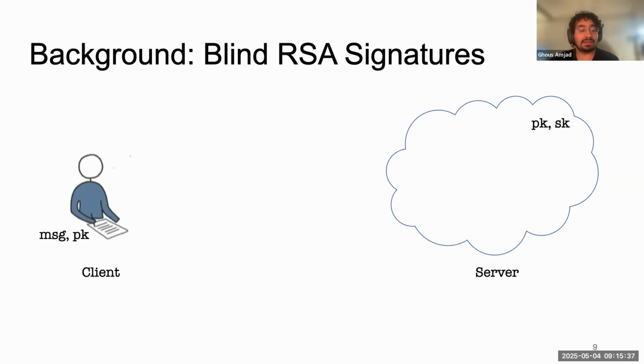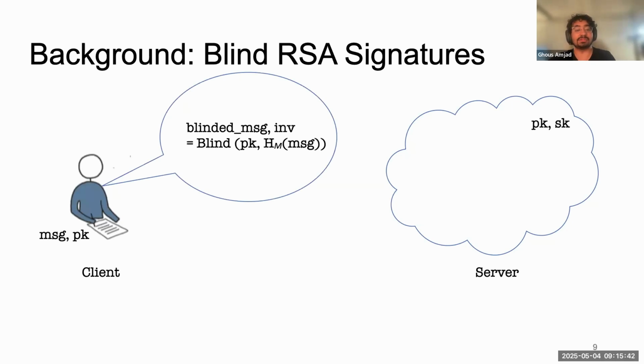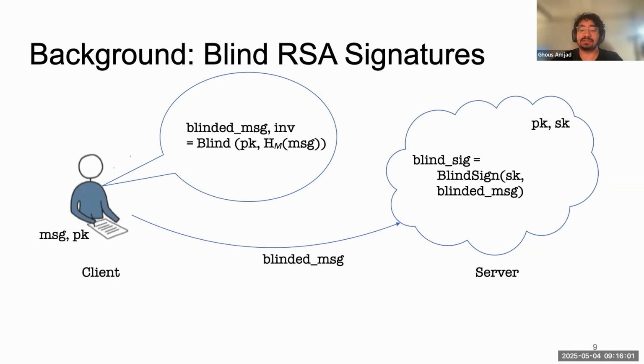Now, a client with the public key and a message wants to first blind that message before sending it to the server. So in the scheme, we first hash the message using a message hash function, and then give it to the blind protocol, which outputs a blinded message and an inverse that we store for later. We send the blinded message to the server. The server then uses the secret key, signs the blinded message, and sends a blinded signature back to the client.